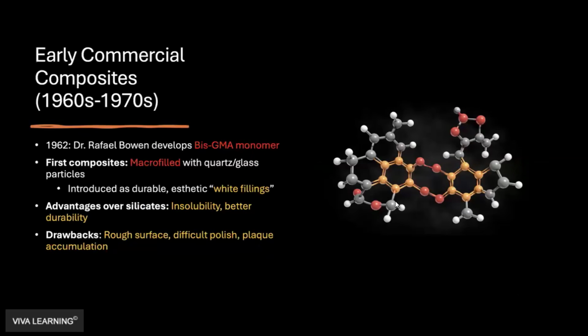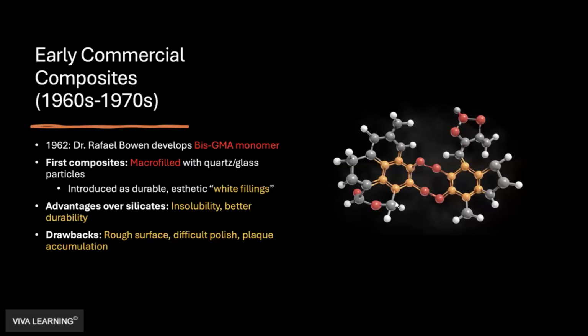The early commercial composites started in the 1960s and 1970s, and this is when we started introducing the bis-GMA monomer. I'll talk about that a little bit more in the next couple of slides, but it is present in almost every composite we use, if not every composite we use nowadays. And it basically works as the matrix for all the other components of a composite.